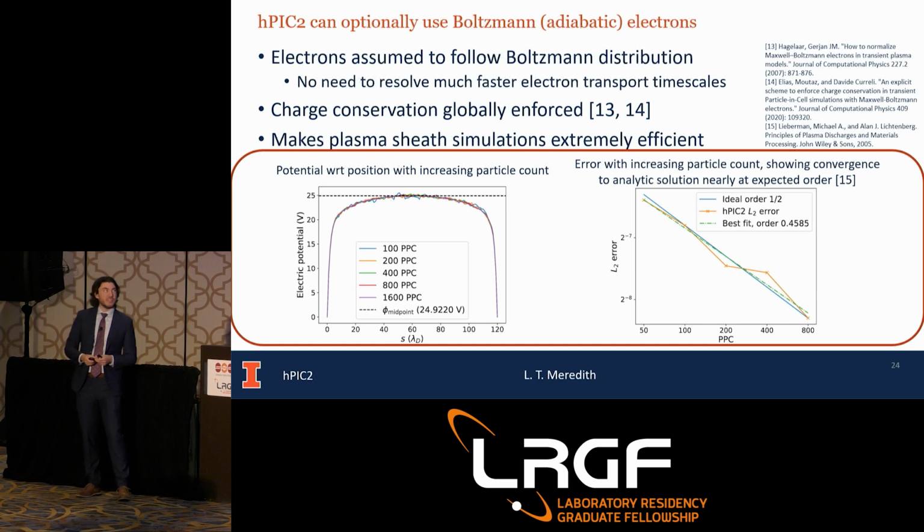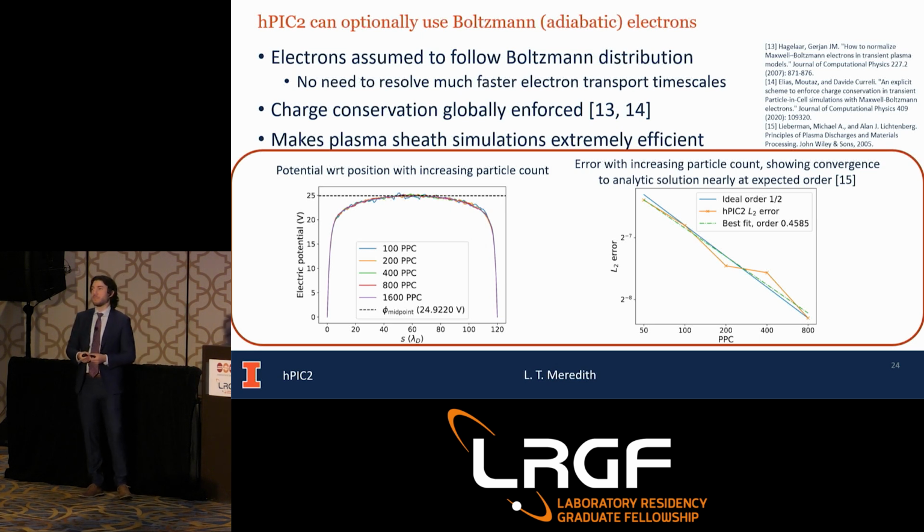HPIC2 can also optionally use Boltzmann or adiabatic electrons. Electrons are a lot lighter, obviously, than ions, and so they move a lot faster, and they impose much stiffer timescales that we have to resolve in our time step. But if you're pretty sure that the electrons are going to be in local thermal equilibrium and follow a Boltzmann distribution, then you can just bake that assumption in, and we can step over those timescales with no problem.